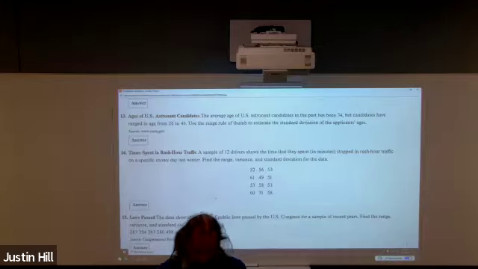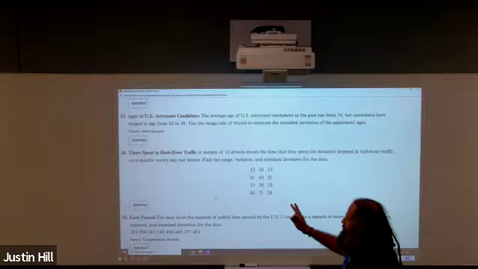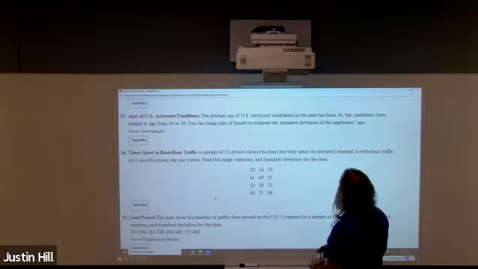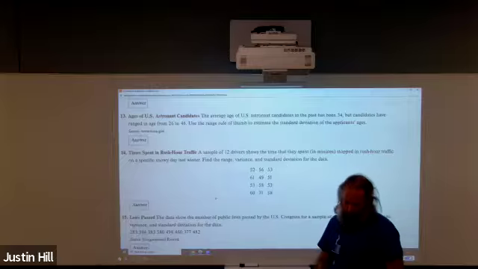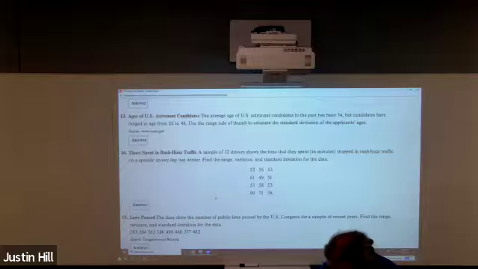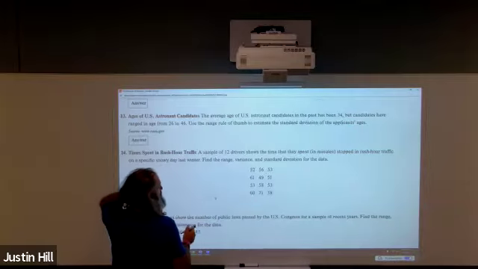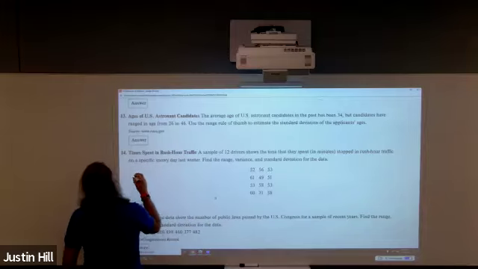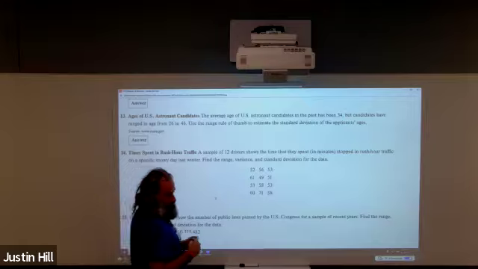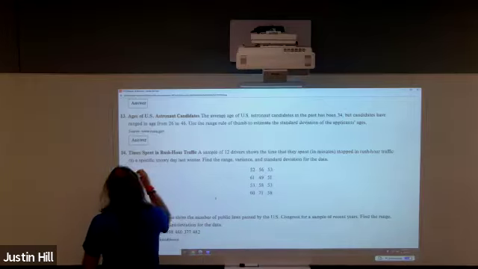So we want to calculate range. This question, if you take a look at what it's asking for, it's asking for the same thing: find the range, variance, and standard deviation. The range is easy enough, right? But yeah, the range, like we've talked about, is just highest minus lowest.